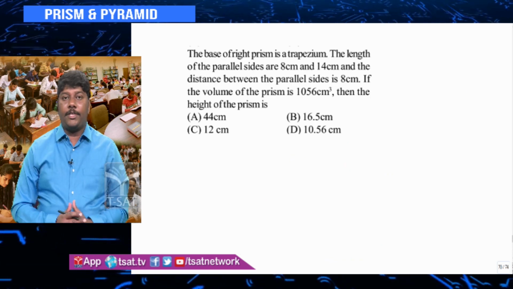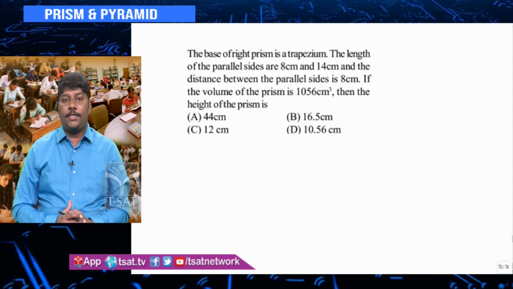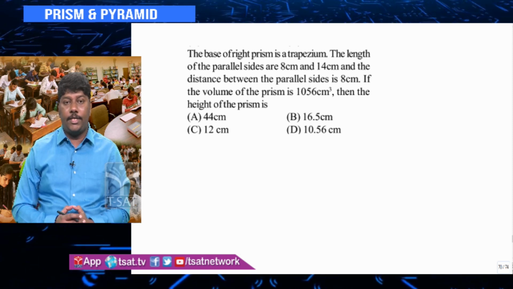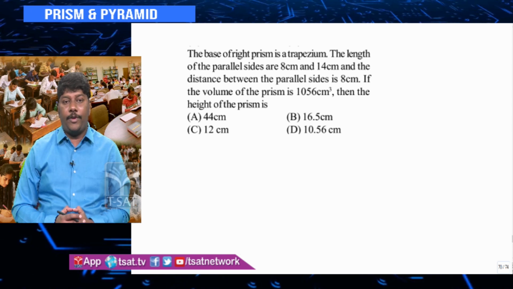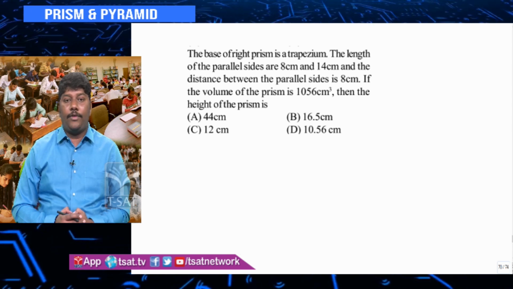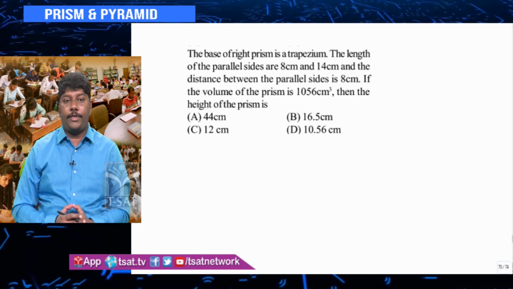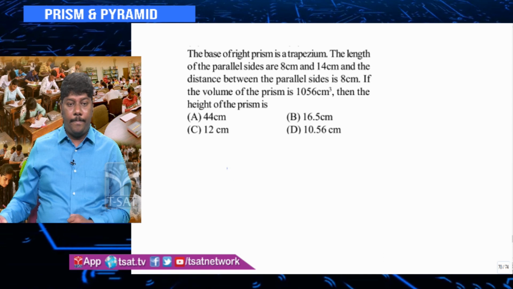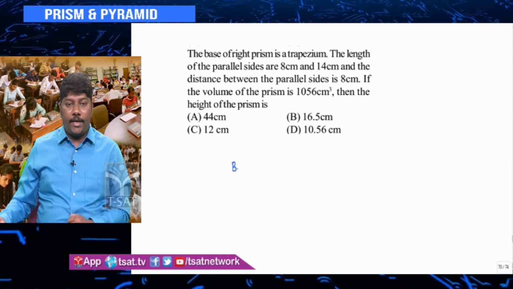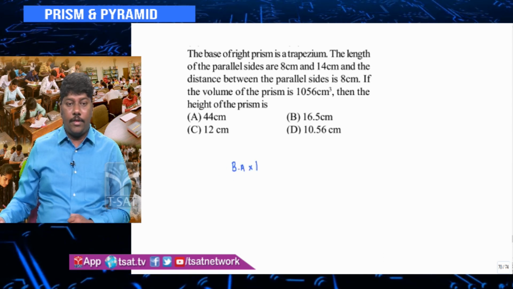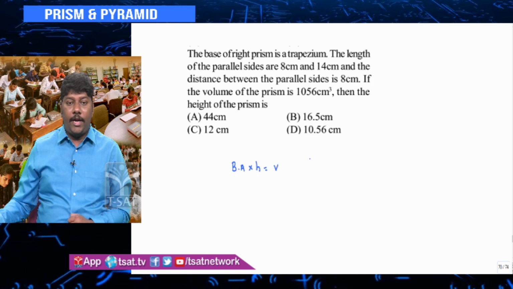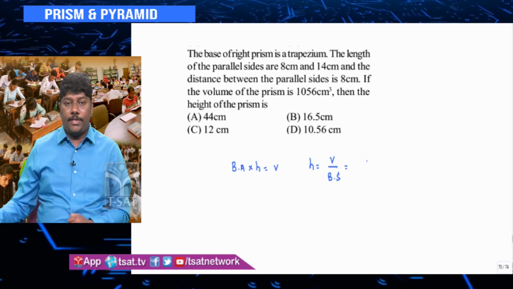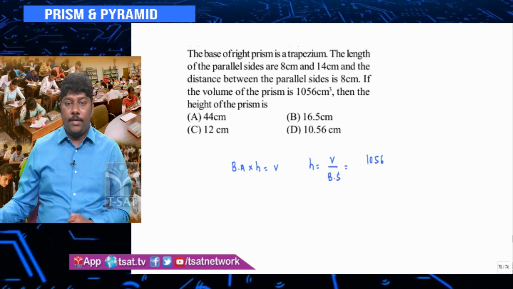The base of a right prism is a trapezium. Now here the base is a trapezium. The lengths of the parallel sides are 8 centimeters and 14 centimeters and the distance between the parallel sides is 8. If the volume of the prism is 1056, then find the height of the prism. So we know base area into height is equal to volume. Height is equal to volume by base area. Volume is given as 1056.